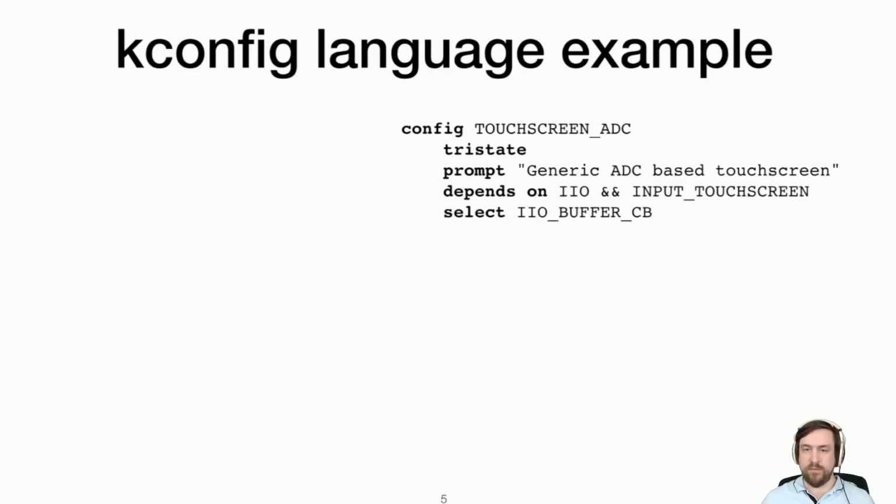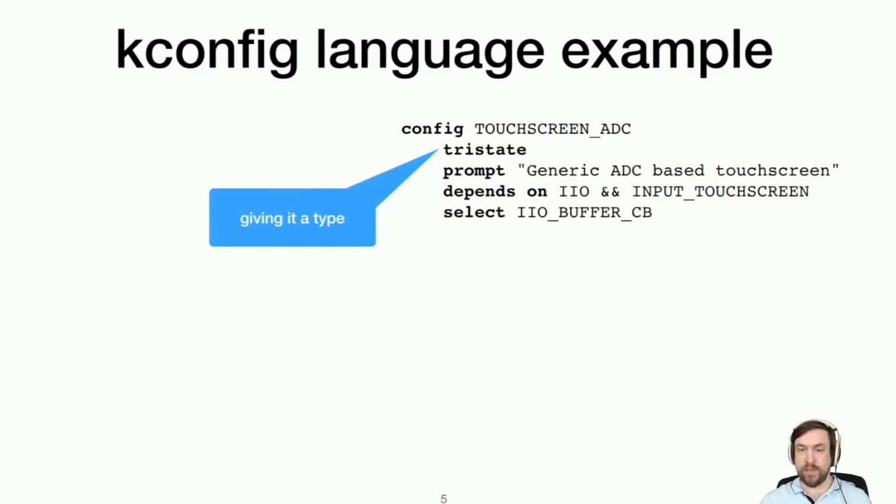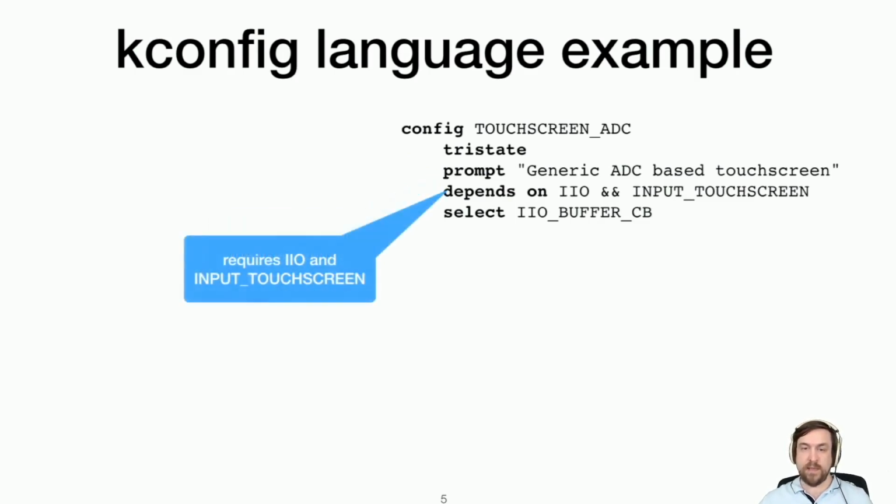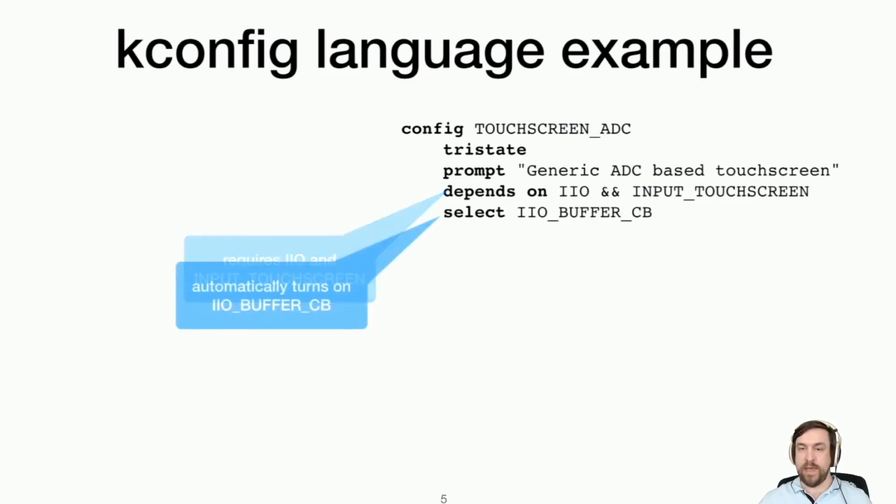Here's an example of Kconfig drawn from the Linux kernel source code. The config keyword declares the option. Tri-state is its type. It's effectively Boolean with an extra state for some special build features in Linux. The prompt determines the visibility to the user of this option. Depends on are the direct requirements that this option needs in order to be enabled. And select force enables another option. So if touchscreen ADC gets enabled by the user or another select construct, then IIO buffer CB gets force enabled.